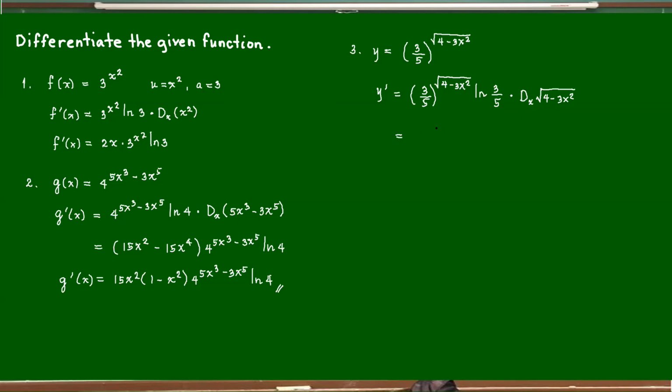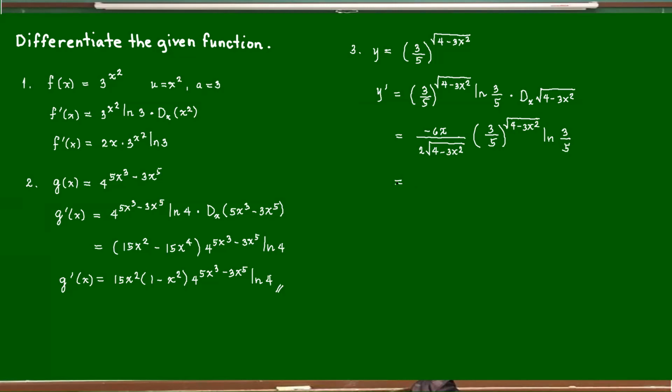What's the derivative of that radical, guys? We have derivative of inside, negative 6x, right? Over 2 square root of 4 minus 3x squared, okay? And then multiplied by 3 over 5 raised to 4 minus 3x squared ln 3 over 5. Okay?